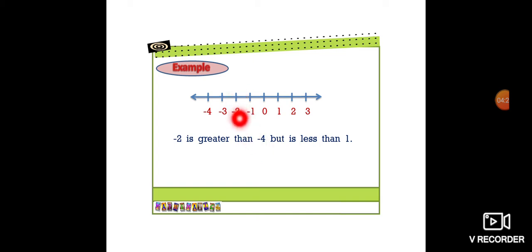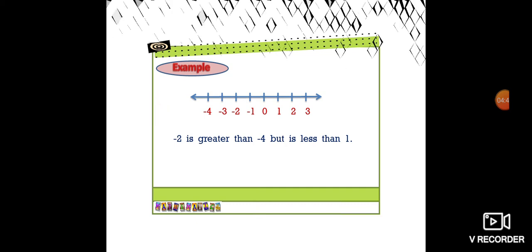Minus 2 is greater than minus 4 but is less than 1. Here you can see 1, a positive number. So minus 2 is less than minus 1, and minus 2 is greater than minus 4 and minus 3. Okay. As the numbers go through the left side, the value is decreasing. Here you can see some questions.